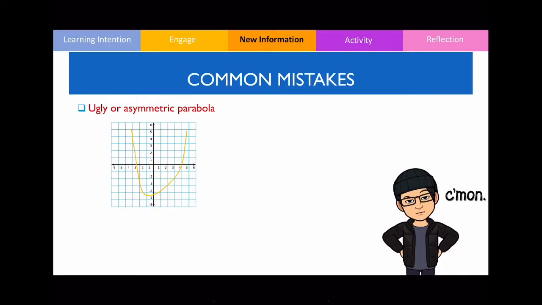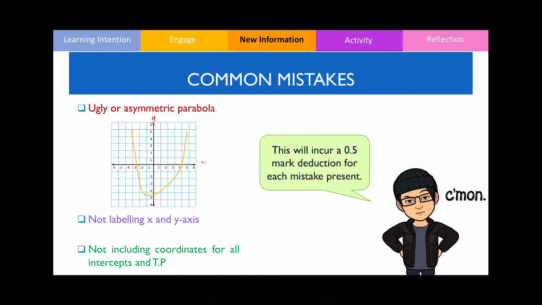Another thing that you will lose marks on is not labeling your x and y intercepts. So notice for this Cartesian plane over here, you're not writing y and x on your axis at all. And lastly, you're not including coordinates for all intercepts and your turning point, okay? So if you do this, you will incur a 0.5 mark deduction for each of these mistakes, okay? So please don't do this because that's just 3 marks that you're giving up, okay?